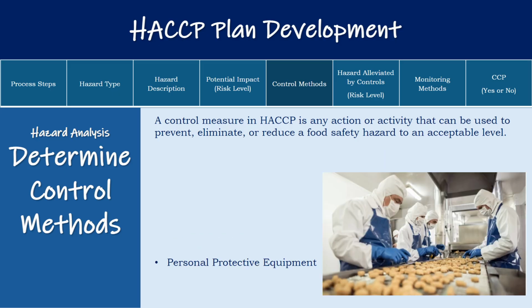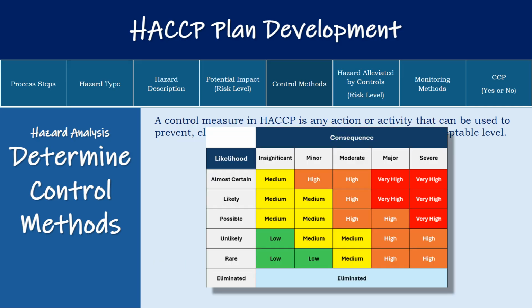Lastly, personal protective equipment can be used to prevent contamination of food products. They can include wearing hair and beard nets, donning protective clothing like smocks, the use of gloves, as well as other good manufacturing practices. Remember, once the controls are determined, the risk level should be reassessed to determine the effect or value of the control measures in eliminating or mitigating the impact of the hazard.